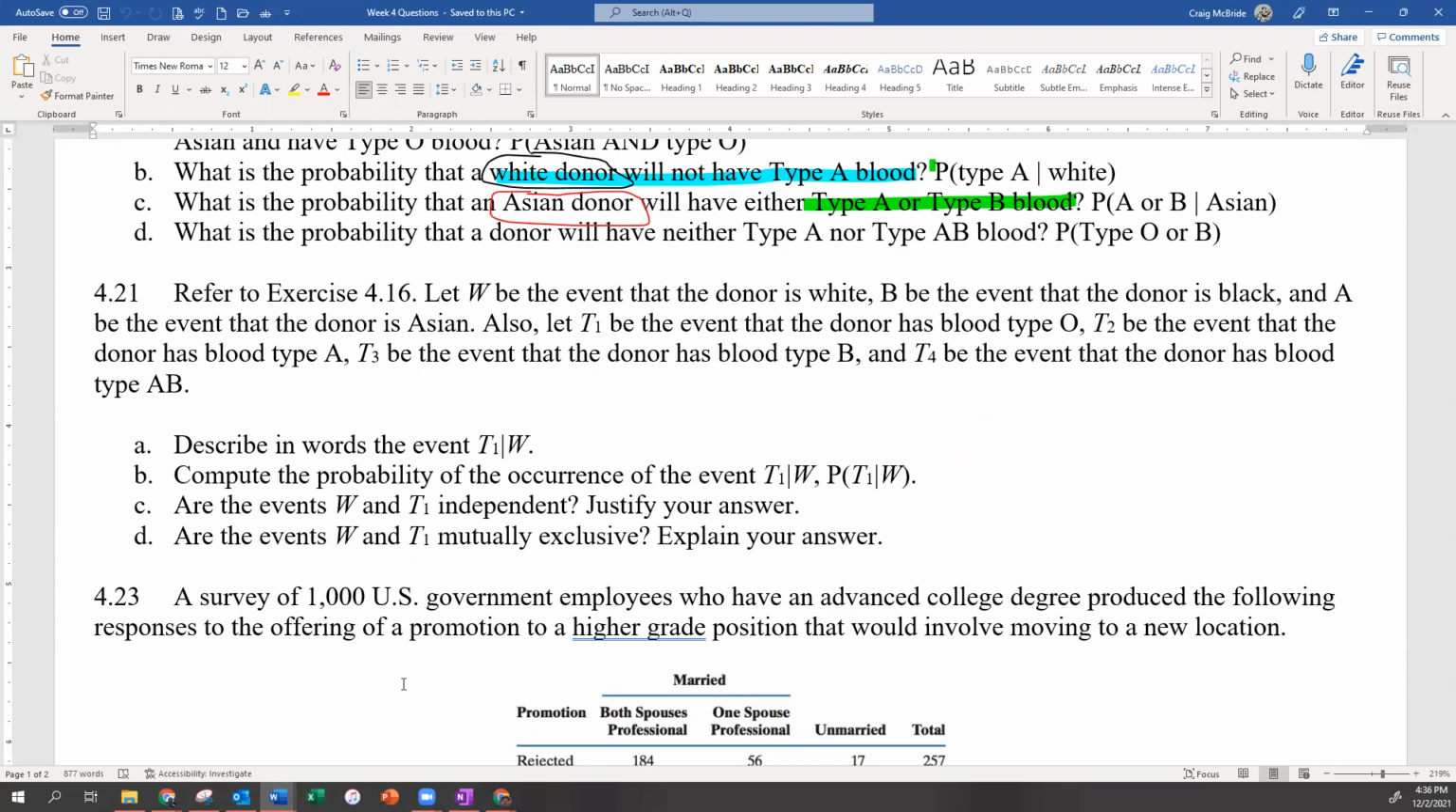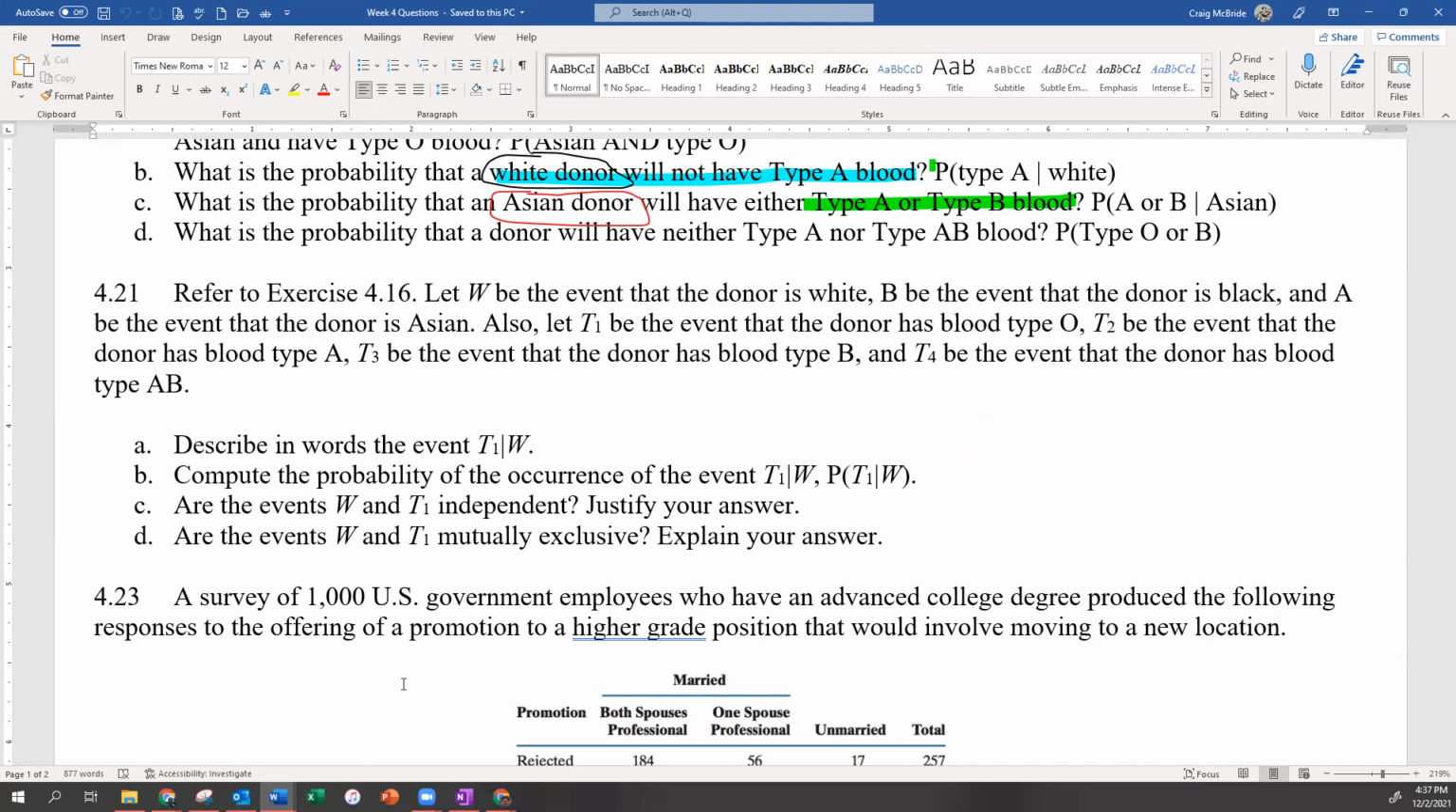If two things were mutually exclusive, that would mean the probability of one and the other would have to be 0. So you could calculate the probability of being white and having type O blood. And if it doesn't equal 0, then they're not mutually exclusive.